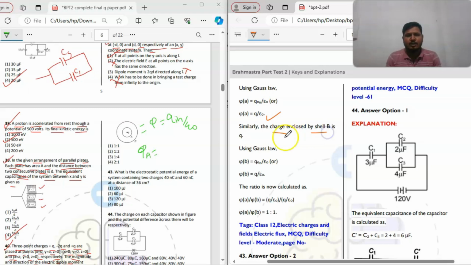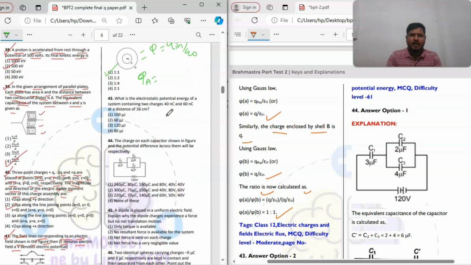Similarly, what is the charge enclosed by B? That is also Q. That is Q by epsilon naught. So now the ratio is calculated as phi A is equal to phi B. So that is the 1:1 ratio. So our first option is the correct option, right? Okay. Now move to the next question.